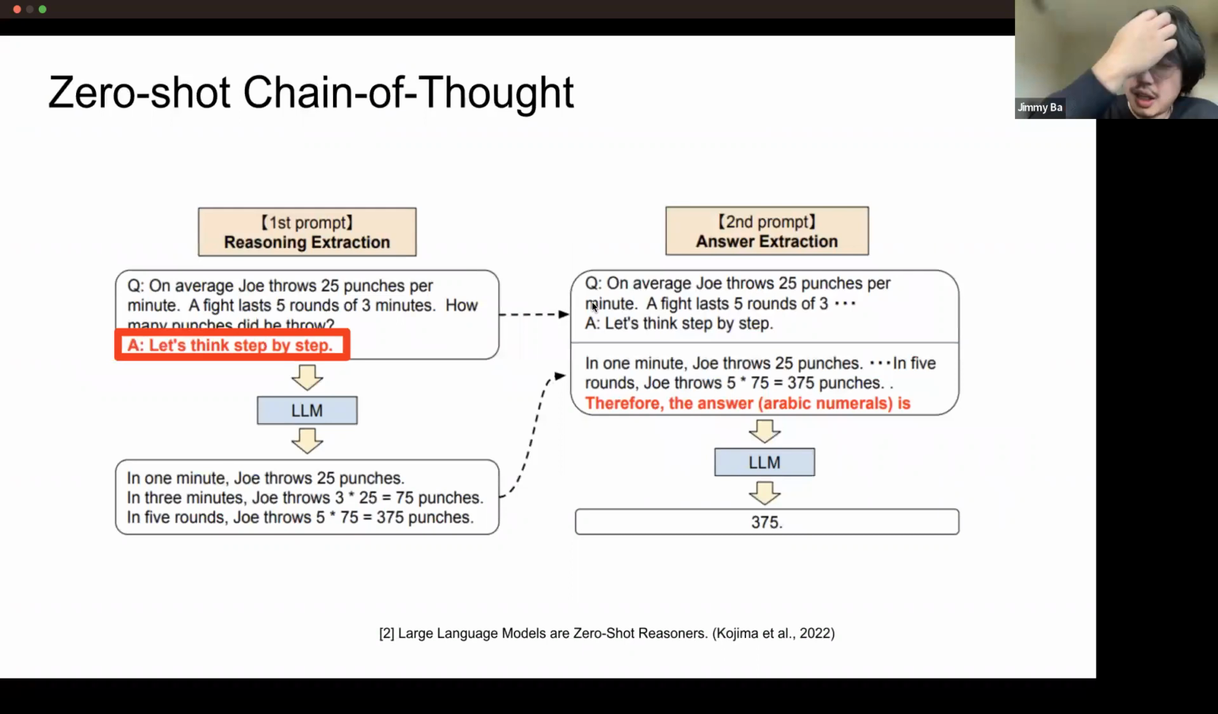Okay, so I guess the last example I'm going to show here is also pretty intriguing. One way to use these language models to deliver very high performance is through a trick called chain of thought. What that means is instead of just asking a question and asking the model to directly answer, in this example, Joe throws 25 punches per minute and a fight lasts 5 rounds of 3 minutes. How many punches did he throw? Usually, if you ask the model to directly give you a number as the output, the numbers are often wrong, right?